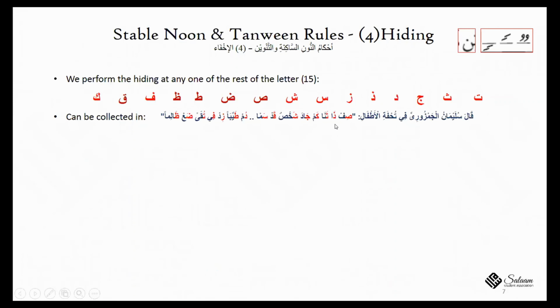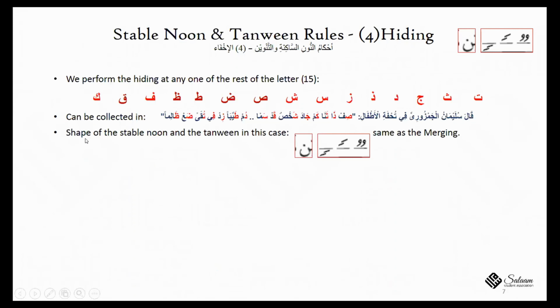This line is saying صف ذا ثنى كم جاد شخص قد سما دم طيبا زد في تقى ضع ظالما. Every word of this line has a first letter, and this first letter is one of these 15 letters. So these are 15 words, just to collect the letters for ikhfa.